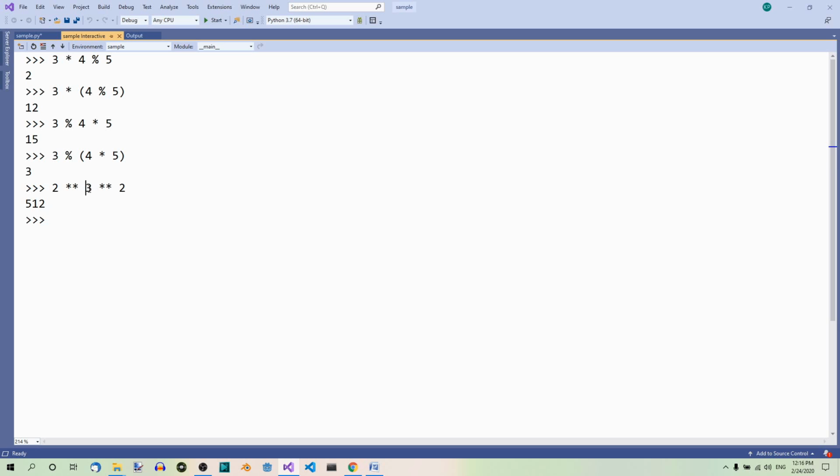So first this is evaluated. 3 to the power of 2 is 9. So this expression is equal to 2 to the power of 9, which is 512.